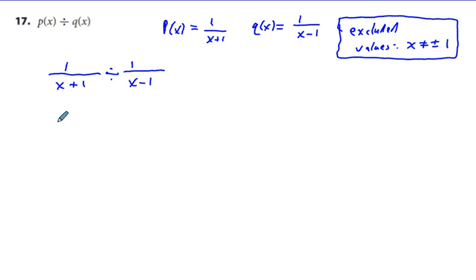And to make a multiplication problem out of this, we're going to take this second expression and take its reciprocal, which is going to be x minus 1 over 1. And when we multiply these together, we are simply left with the rational expression x minus 1 over x plus 1.